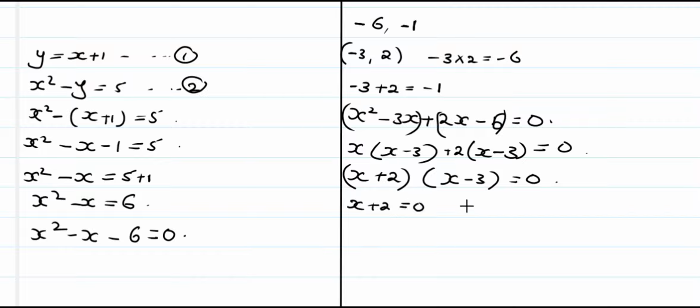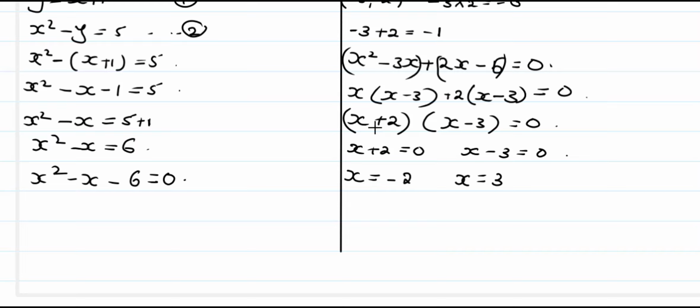At the same time, x minus 3 should also be equal to 0. So x can be equal to negative 2 when I take 2 to the other side, or x can be equal to 3 when I take 3 to the other side. Now, having these two values for x, we can find the values of y.